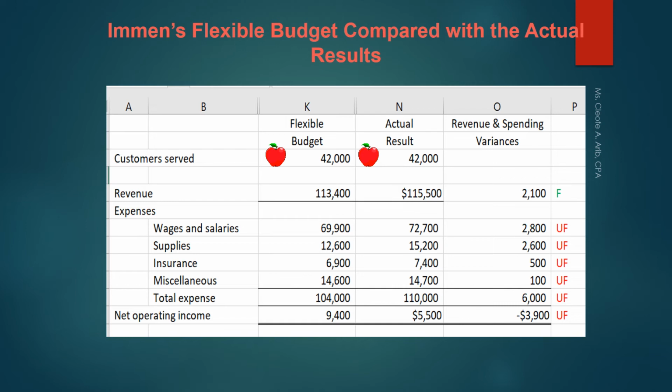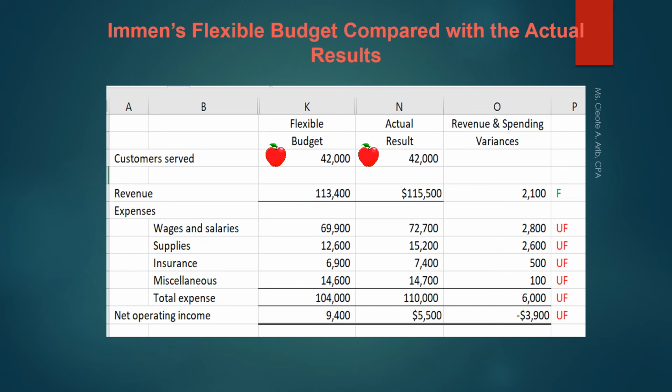So let's see if our revenue and spending variances are favorable or unfavorable. Now, let's start with revenue variance. With your revenue variance, we can see that your variance is favorable at 2,100 difference. Why is that favorable? Because your actual result is higher than your flexible budget.